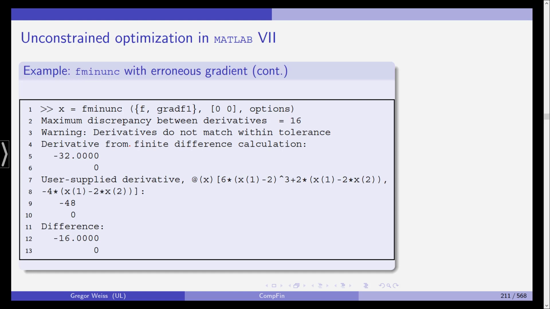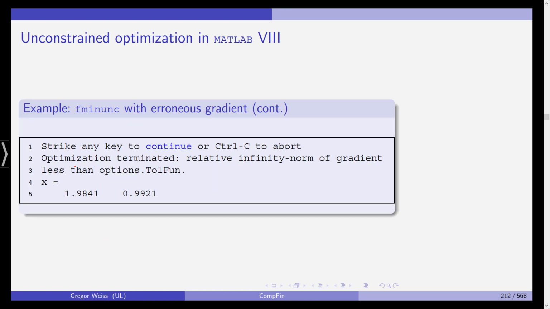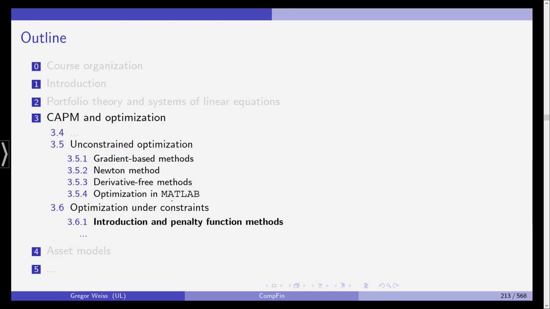And as you can see, derivatives do not match within tolerance. Derivative from finite difference calculation, minus 31.0. The user supplied derivative is minus 48, and there's a difference because the first derivative is wrong. So Matlab sees, yes, there is a discrepancy, and there seems to be an error in the gradient we've supplied to Matlab. So, not surprisingly, the result is x 1.98, 0.992, and we get a slightly worse result.